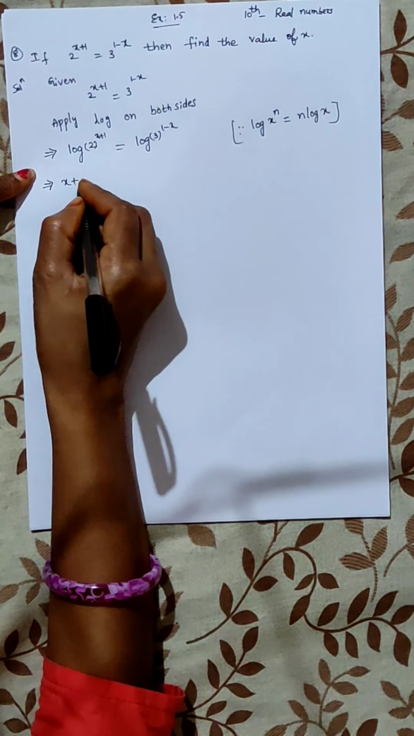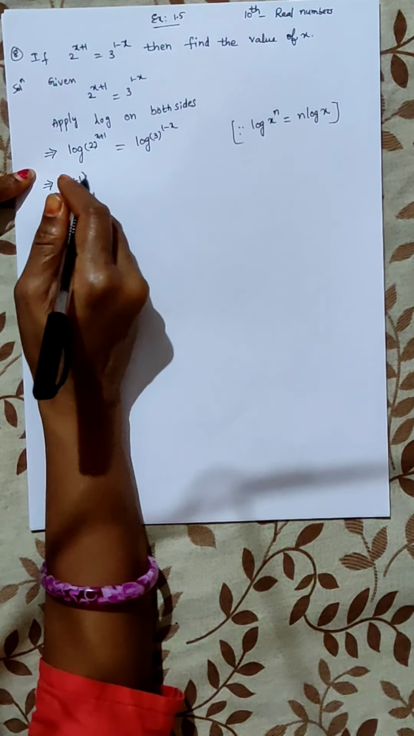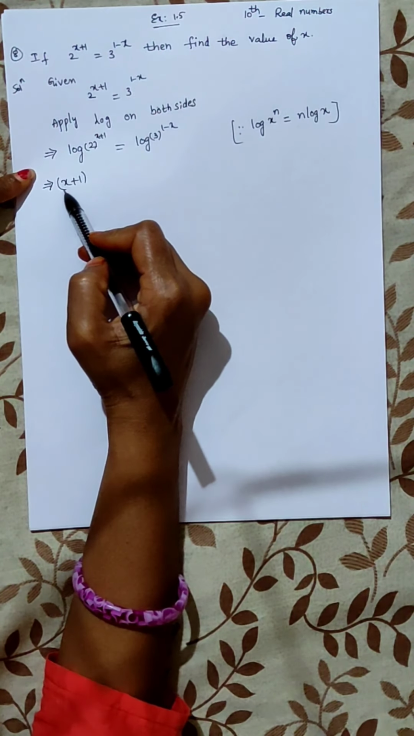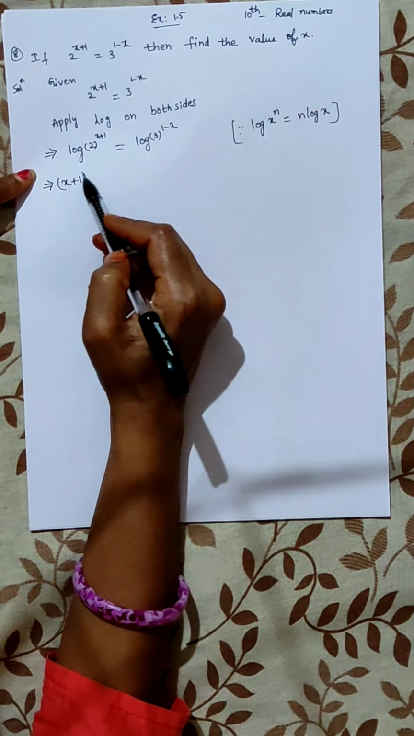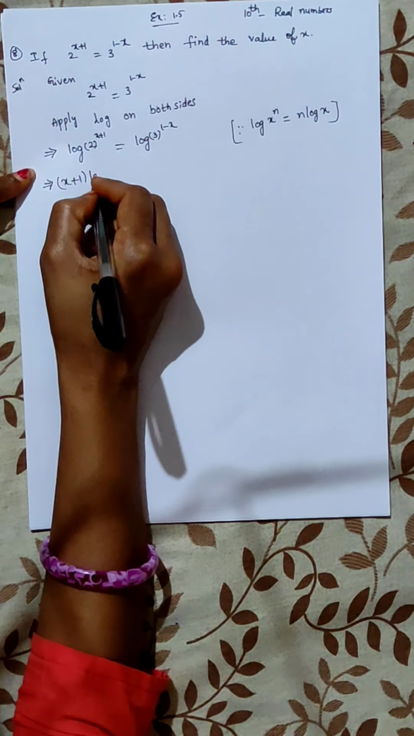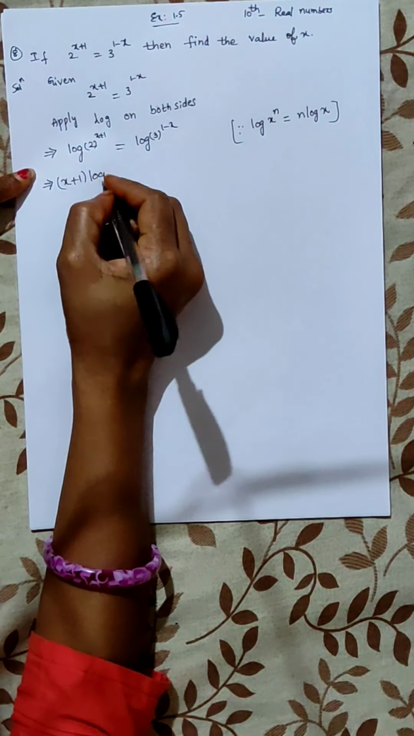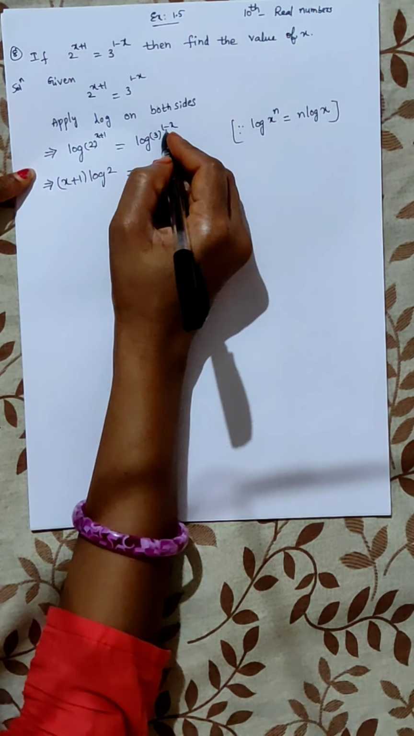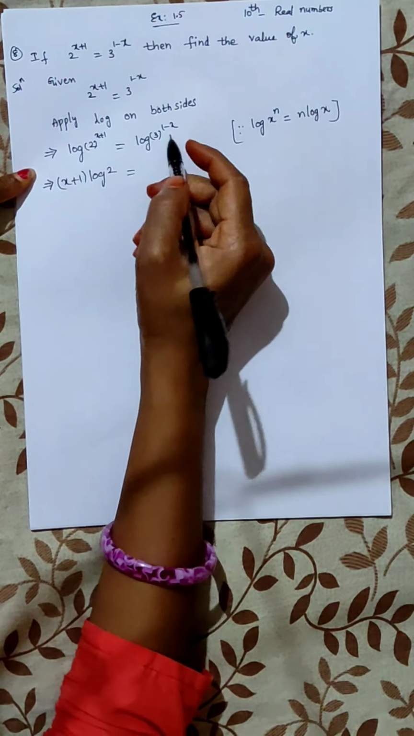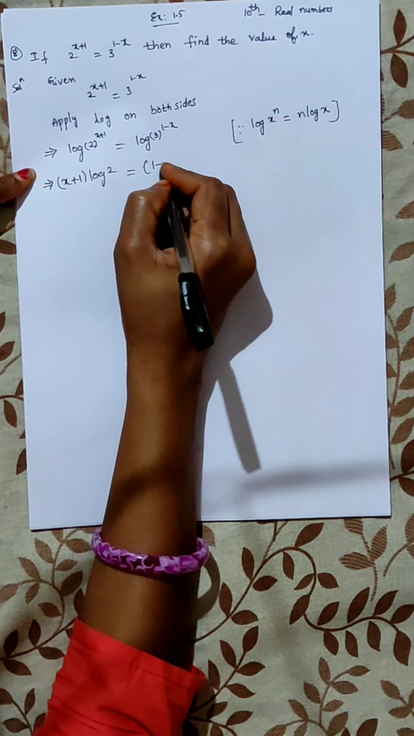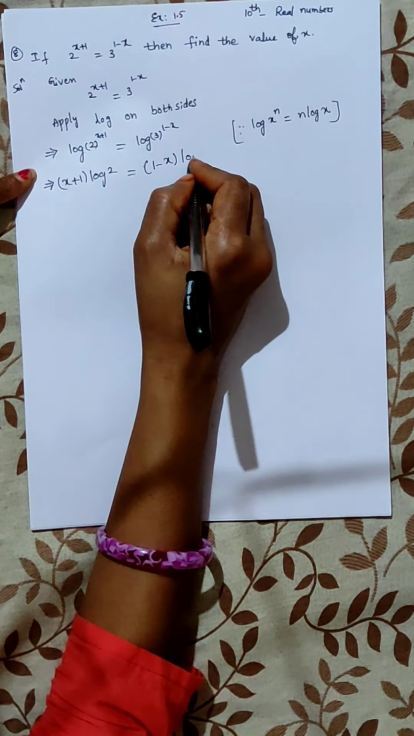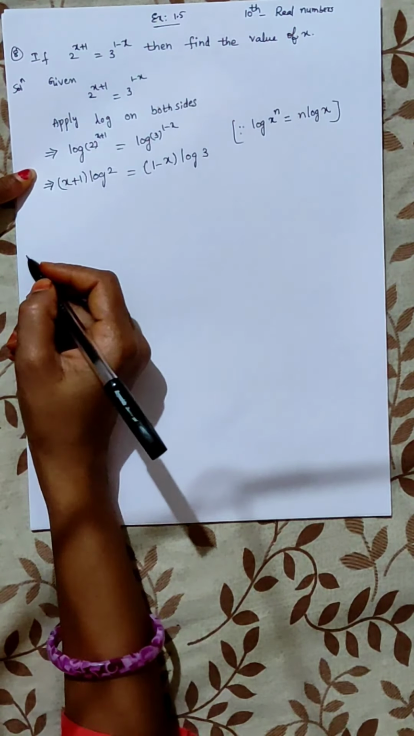So (x plus 1), here we should put a bracket because two terms are there. If a single term is there, no need to put a bracket. If more than a single term is there, we have to put a bracket. So (x plus 1) into log 2 equals, here also the same. Instead of n, 1 minus x is there, so this 1 minus x will come before log. Here two terms are there, that's why I put a bracket. (1 minus x) log 3.